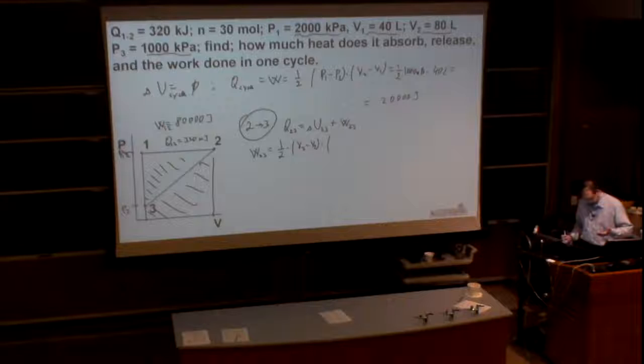Let's write it: P3 plus P2, technically. So now we can use numbers. The difference, 80 minus 40, is 40 liters. And here, that's supposed to be 1,000 plus 2,000.